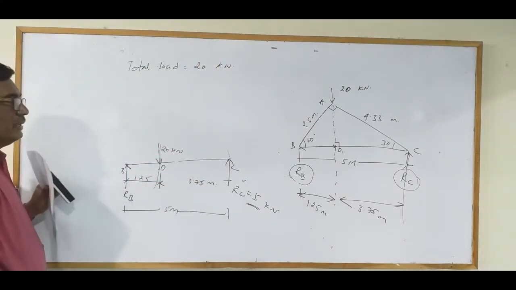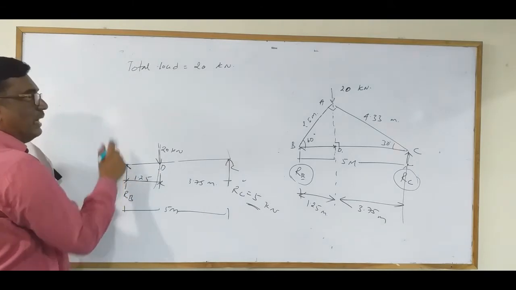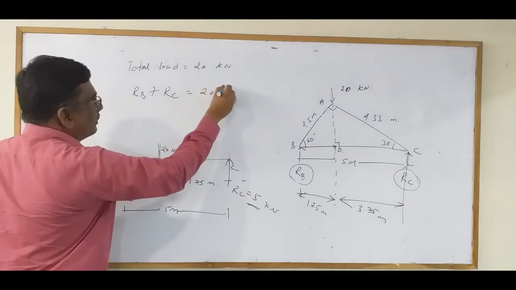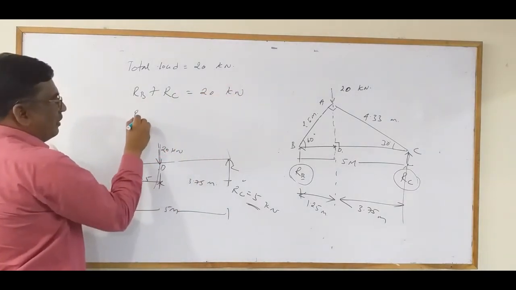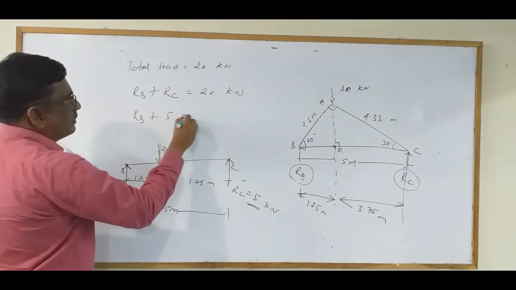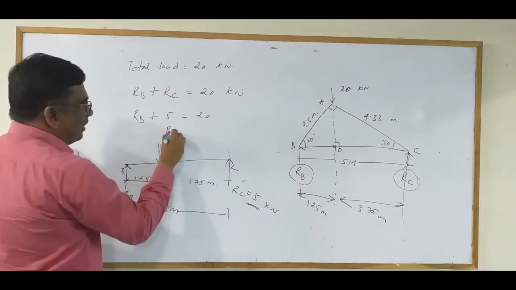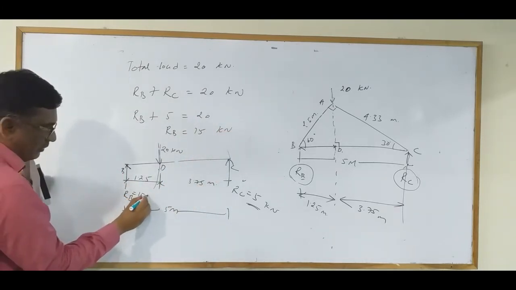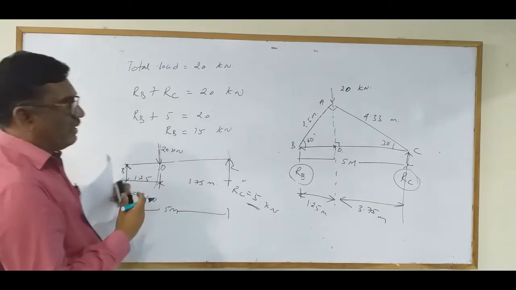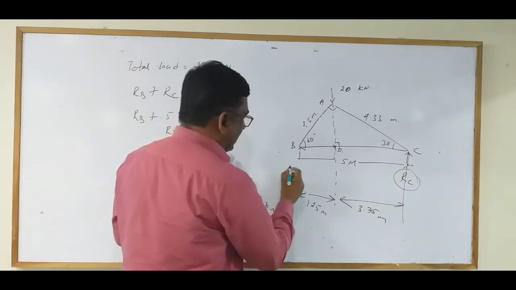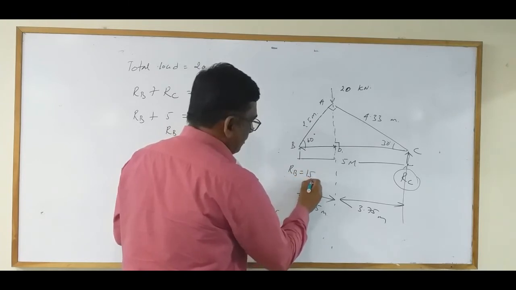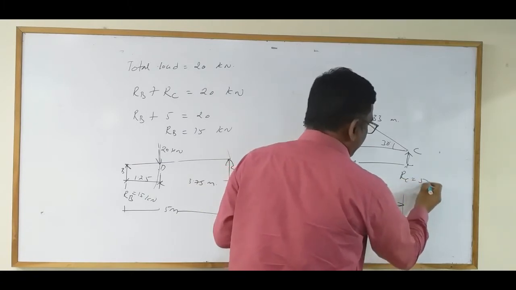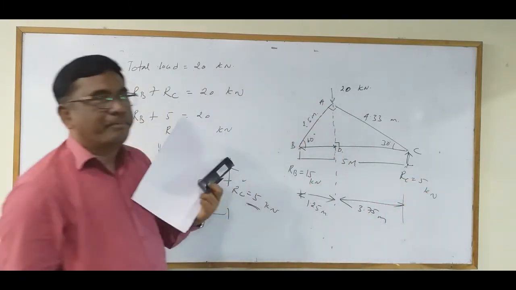Total load acting here is 20 kilonewton. So this is equal to RB plus RC, which is equal to 20 kilonewton. We have found out the value of RC as 5 kilonewton. So RB alone is 15 kilonewton. Now you write the value of RB here as 15 kilonewton and here RC is equal to 5 kilonewton. So the second step is over.